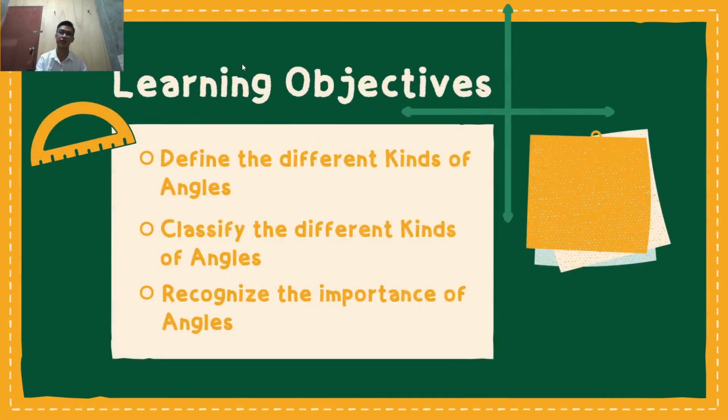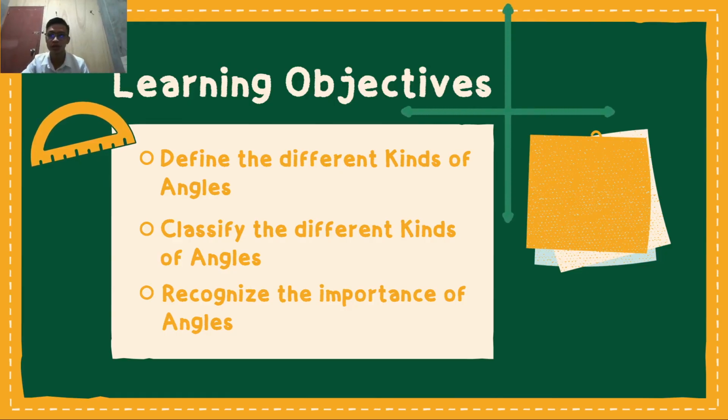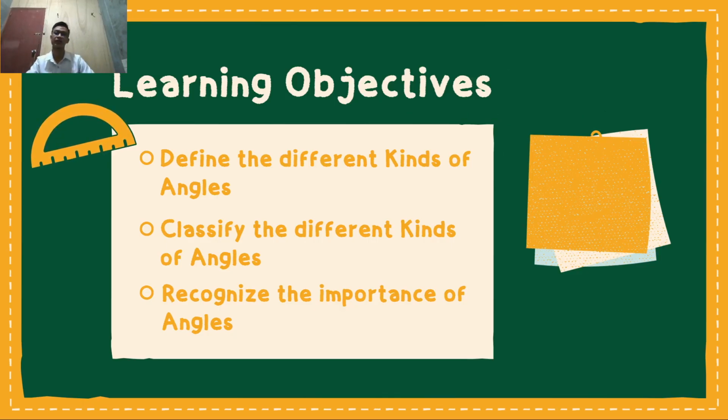On the next slide, we have here our lesson learning objectives. Before we start our lesson, I'm going to present to you our learning objectives. First, of course, we have to define the different kinds of angles. What are those angles that we saw a while ago on the objects that I presented to you? Secondly, we have to classify the different kinds of angles. And last but not the least, we have to recognize the importance of angles.